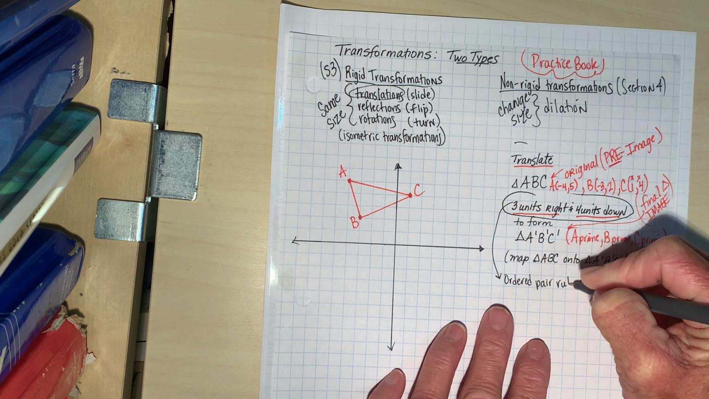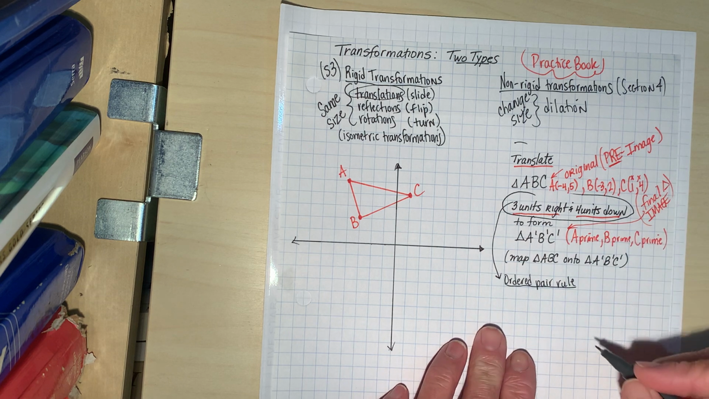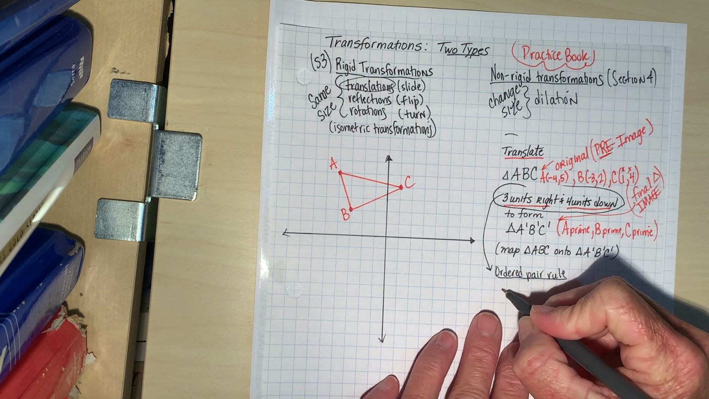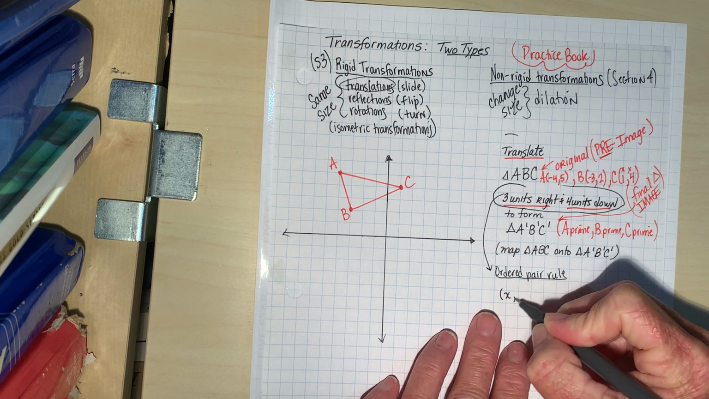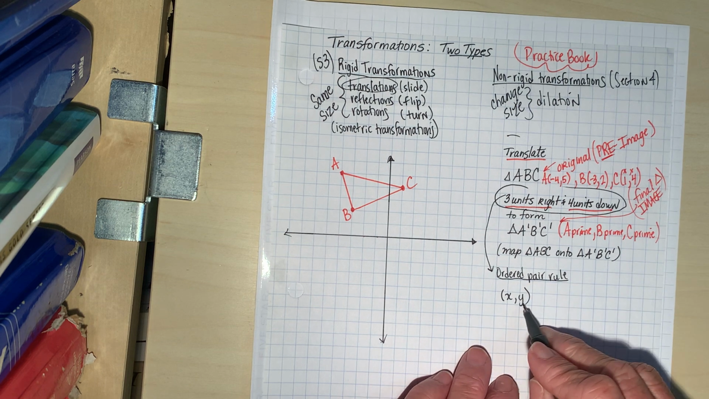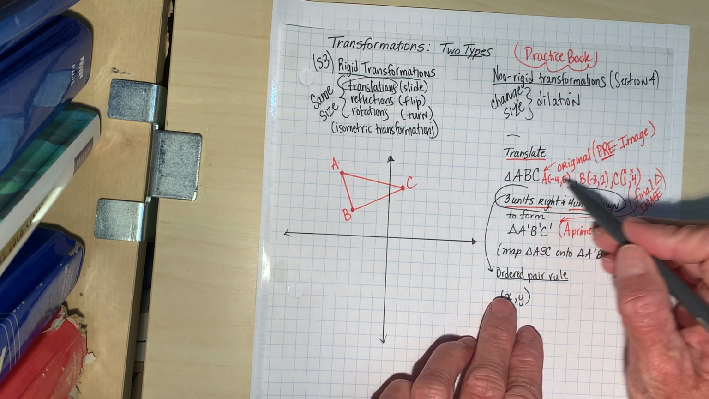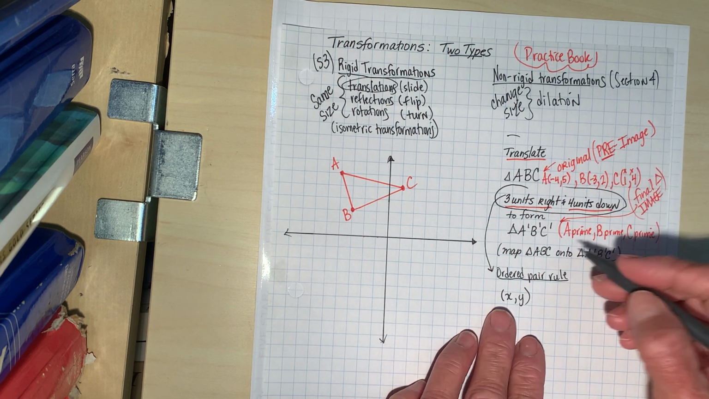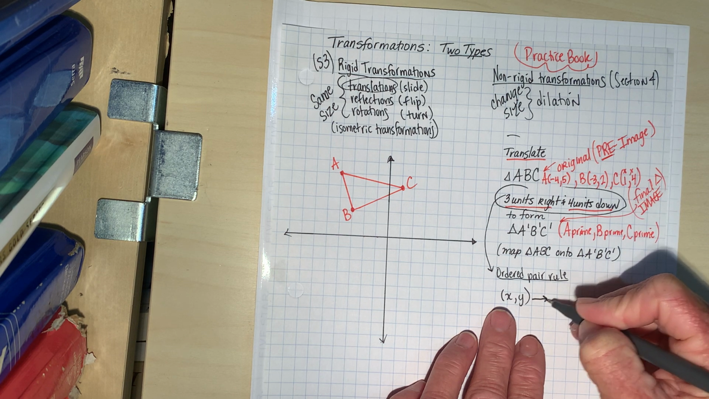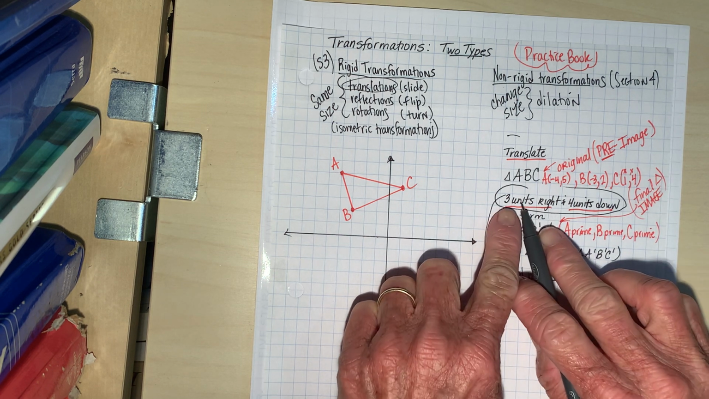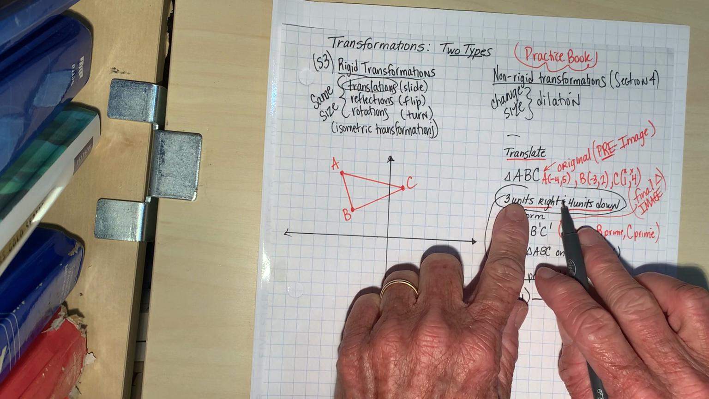So what's our ordered pair rule for this particular problem? It looks like this. Basically it says you take any ordered pair. It's understood that the one that comes first is in the pre-image, and we're going to use this rule. And what are we doing? We're moving it 3 units to the right.